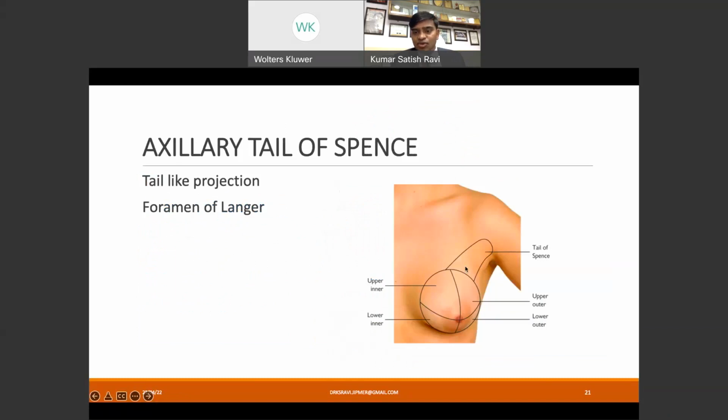You can see over here, this is the extension of the breast, a tail-like projection which extends towards the axilla and passes through one opening in the axilla, that is called the foramen of Langer. So this extension of the breast towards the axilla is called the tail of Spence.